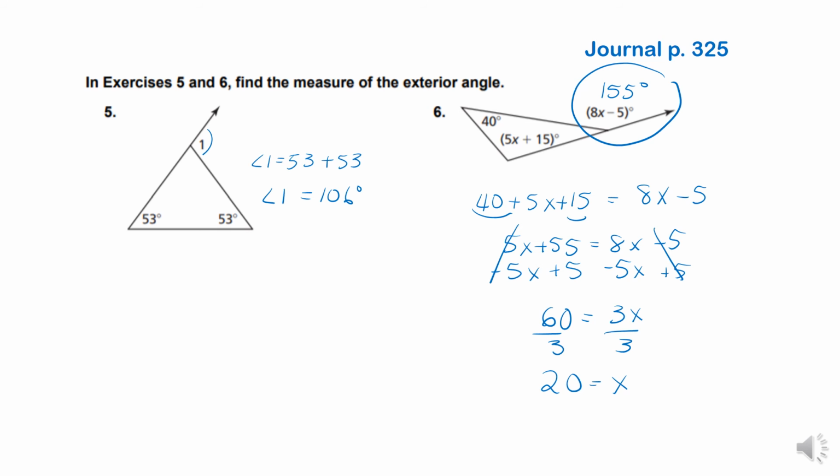Okay, I'm going to go over here and check. 5 times 20 is 100 plus 15, so 115 plus 40 is also 155. So I know I got that right.